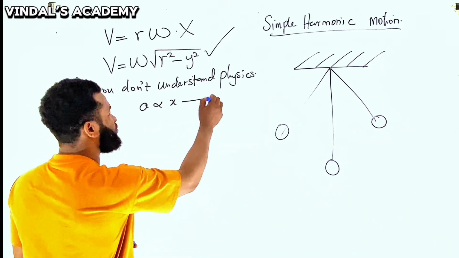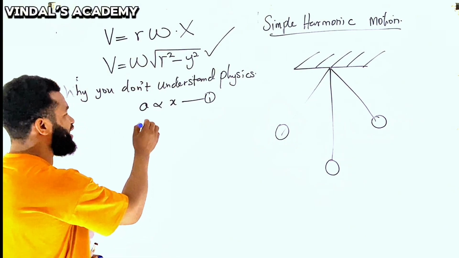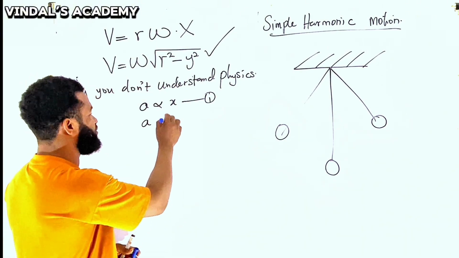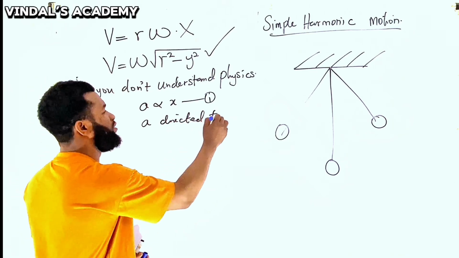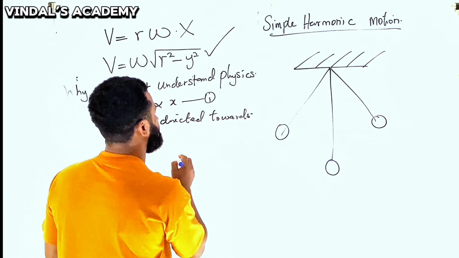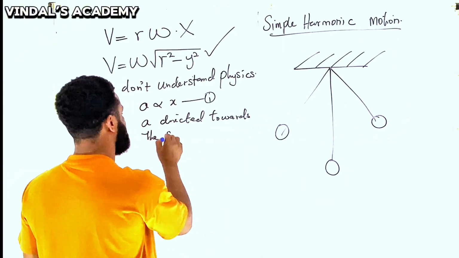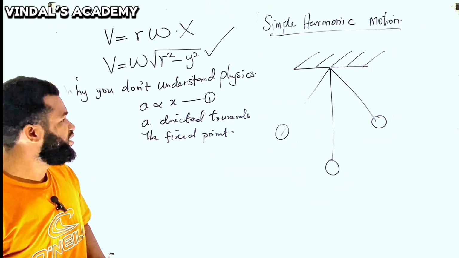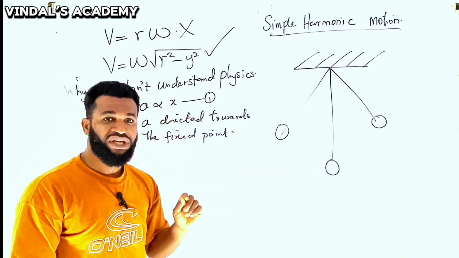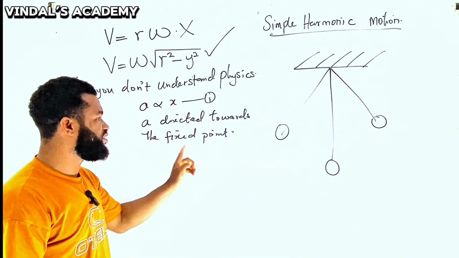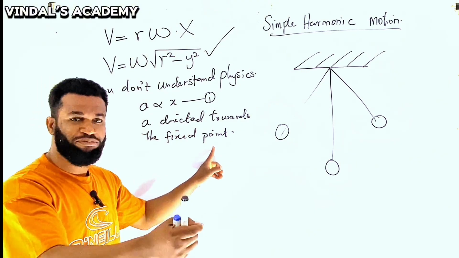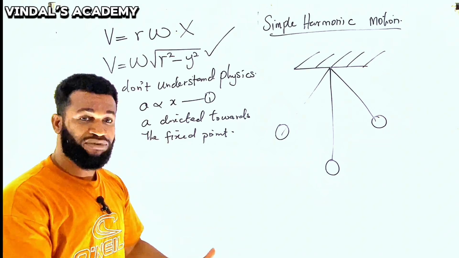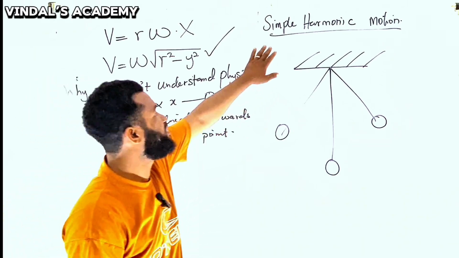That is the first condition. Second condition is that the acceleration is directed towards the fixed point. So when the acceleration of a body is directly proportional to its displacement, and that the same acceleration is directed towards the fixed point, and such a body is doing to and fro motion, up and down, vibratory or oscillatory, then we say they are simple harmonic motion.